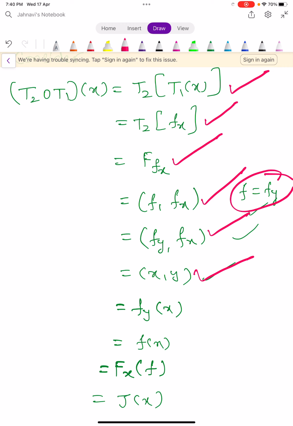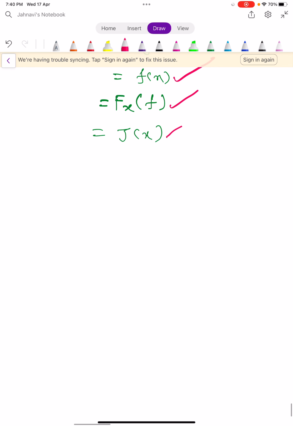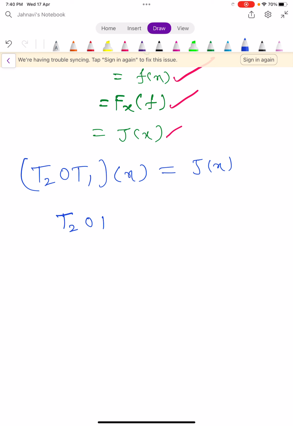This is nothing but inner product of fy of x, f of x, simply fx of f, which is nothing but j of x. So this proof concludes as T2 circle T1 of x is equals to j of x. Therefore, we conclude that T2 circle T1 is equals to j. Both the mappings are same. So already this is onto function. T2 circle T1 is an onto. Therefore, j is also onto.